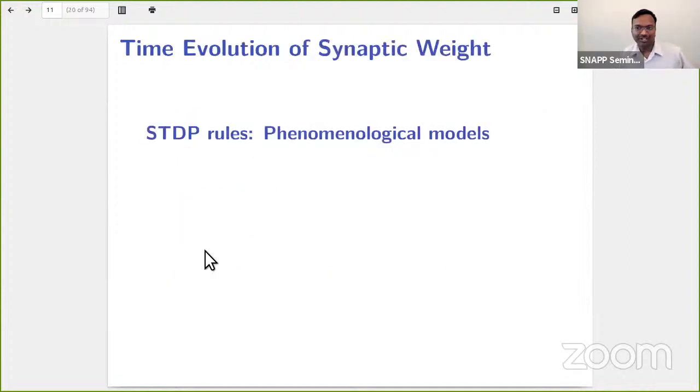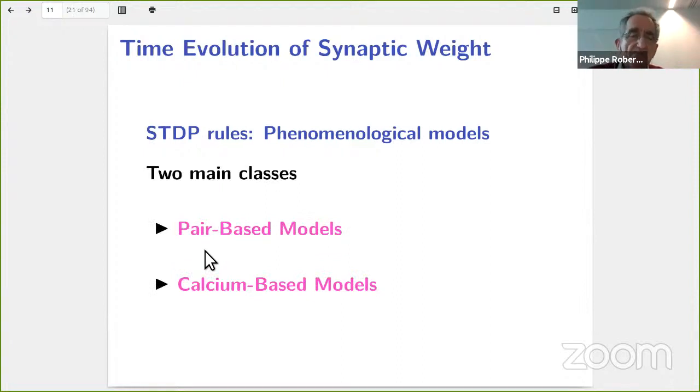Of course, it's a phenomenological model. It's a way of trying to represent the time evolution of synaptic weight by provoking this pairing. Of course, it's not a pure biological phenomenon as seen. It's more a representation of the impact of synaptic activity, which is provoked in this case. If you look at these models, there are basically two main classes: pair-based models and calcium-based models. I will describe them. With these two classes of models, you have basically all the models used by physicists and biophysicists to represent synaptic activity between two cells.